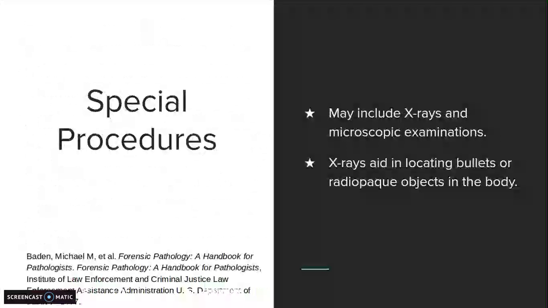In regards to special procedures, if the pathologist deems it necessary, an autopsy may also include X-rays and microscopic examination of tissues of the decedent. X-rays are frequently used to aid the pathologist in locating bullets or radiopaque objects in the decedent's body. For example, if a pathologist knows the decedent was shot from a particular direction from examining the entry wound, but there is no exit wound present, the use of an X-ray may be helpful in locating the bullet, which could be lodged in the decedent's back or abdominal cavity where it may be difficult for the naked eye to spot.